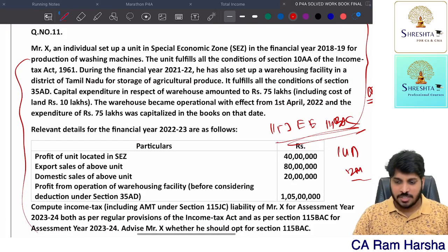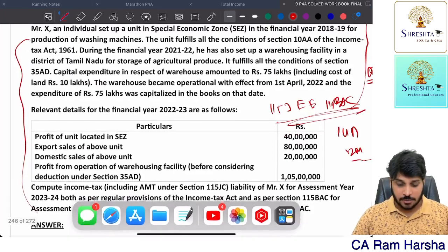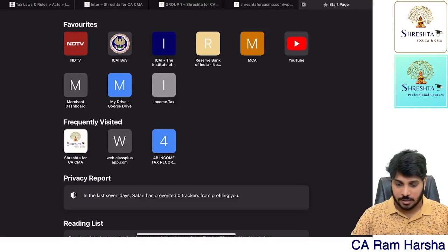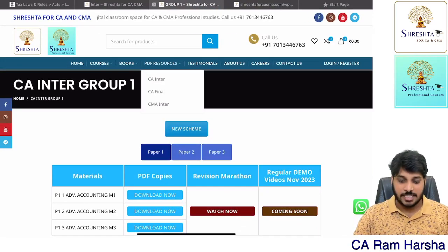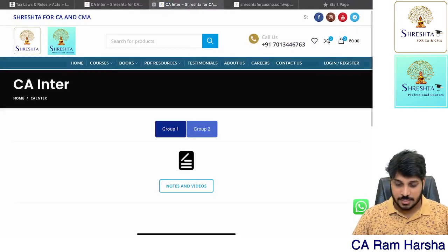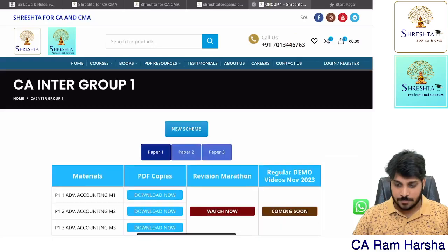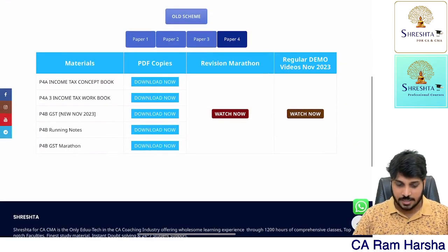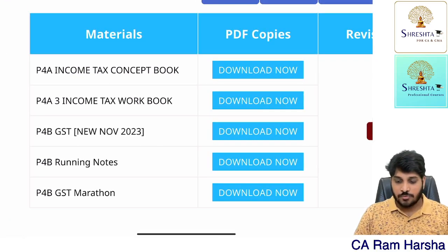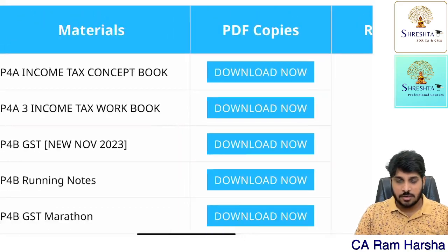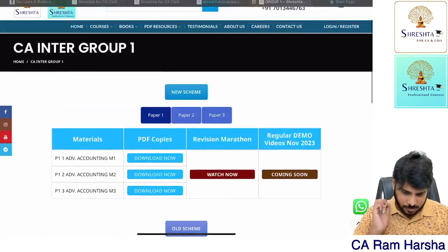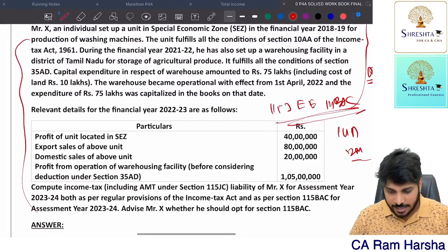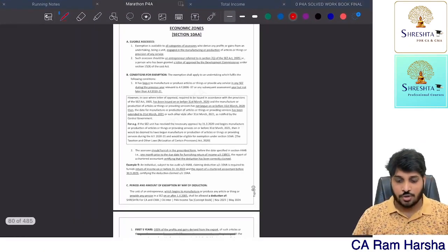So this is nothing but the solved workbook on the website. In the rest of the CA/CMA website, go to CA Intro, inside Group 1, inside Paper 4, inside the Income Tax workbook, and click on the download option. You will find the solutions. It's a complete question bank, kind of. Next.